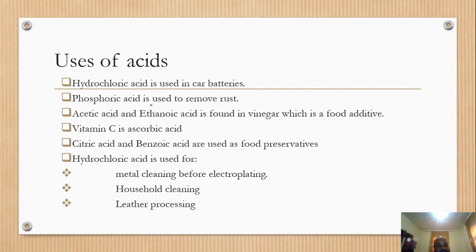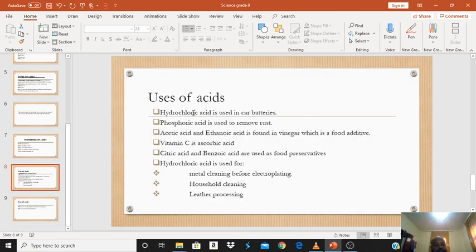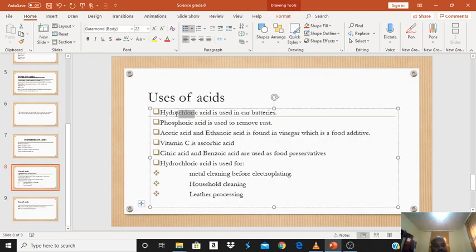That is not hydrochloric acid. This is sulfuric acid.